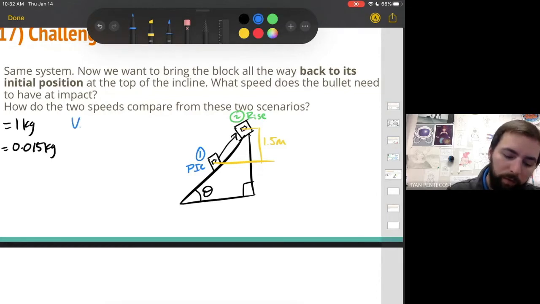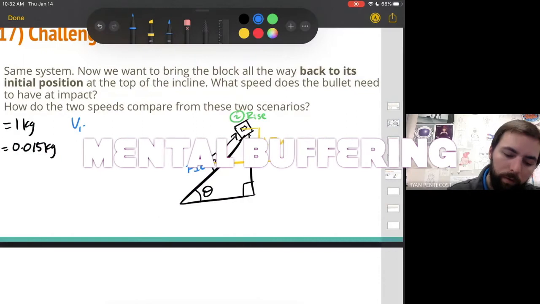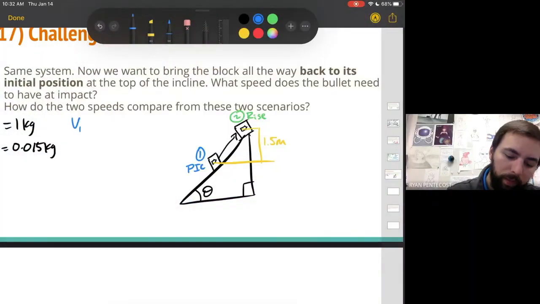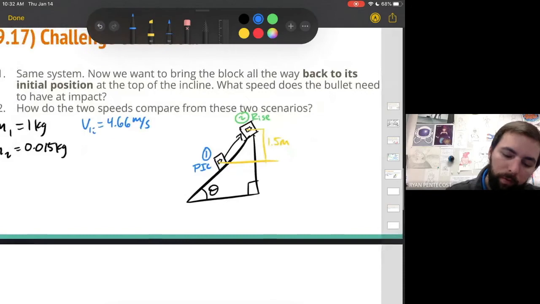So you've got V1 initial is 4.66 meters per second. It actually wants us to know V2 initial. Okay, that is what we're shooting for, right? That is our goal.